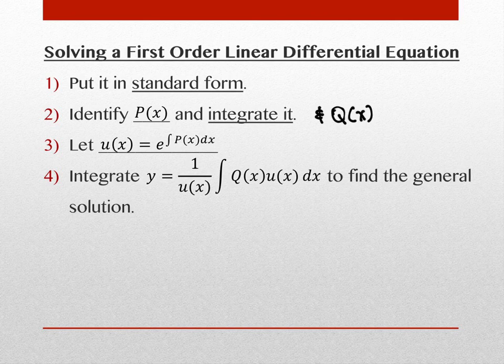And then in step 4, we're going to do one more integration step. We multiply by the reciprocal of u of x, so 1 over u of x that we got from step 3. And we integrate q of x, which we would have identified in step 2, times the u of x. This will find us a general solution.